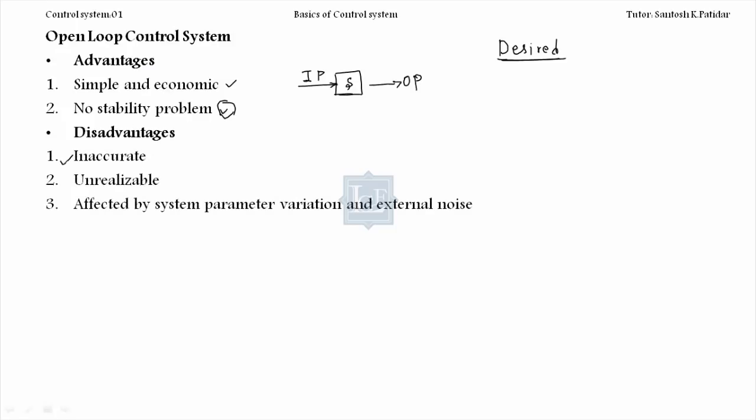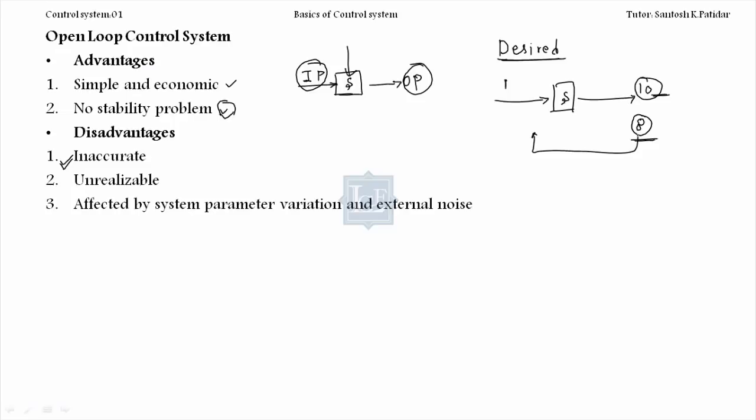Disadvantages: inaccurate. It will not be accurate. Why inaccurate? Whatever input you are giving, corresponding to that and the system parameters, you are getting the output. Is there any correction over here? Suppose your system is designed, for example, to give you 10 when you apply 1, but instead of 10 your system is giving you the number 8. It means it's giving an error to you, but there is no such condition that you can correct this 8. So this may be inaccurate sometimes.